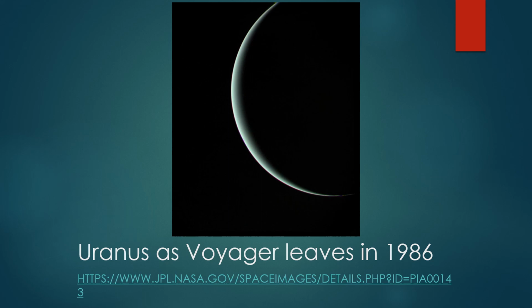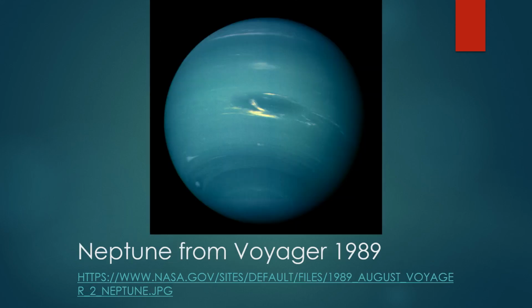And here, Voyager leaving Uranus. It's kind of beautiful if you ask me. And there's Neptune. Neptune has some rings. You can't see them here. But it's very blue.